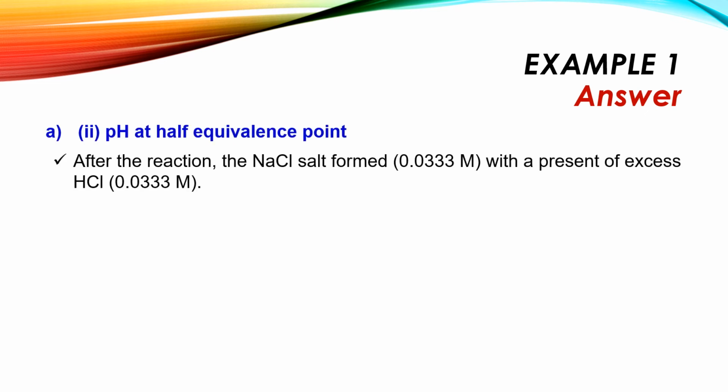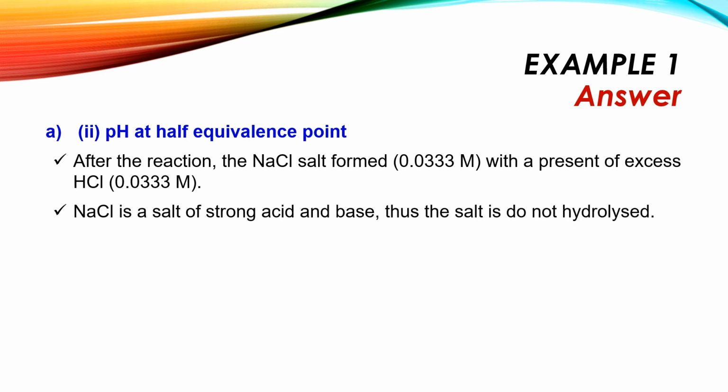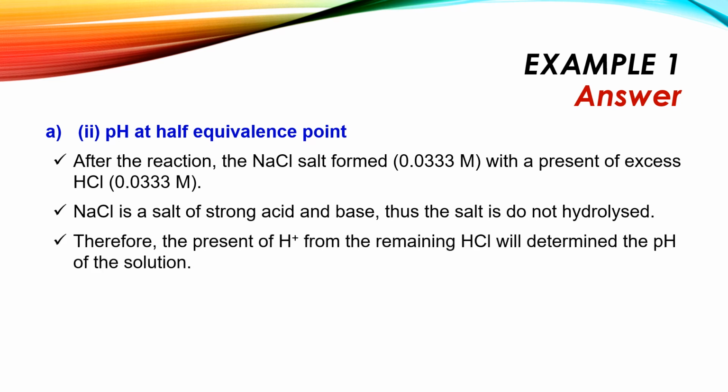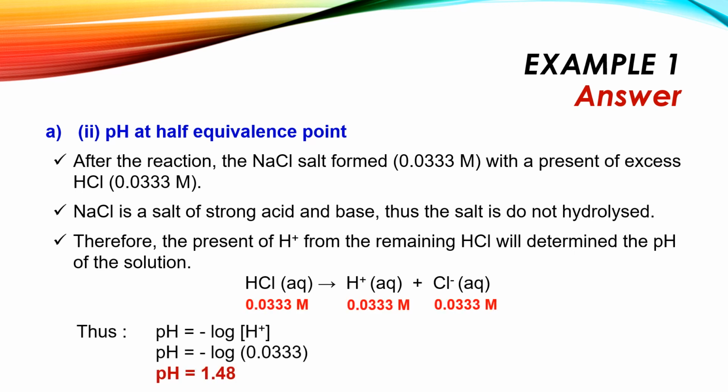After the reaction, the sodium chloride salt is formed in the presence of excess hydrochloric acid. The sodium chloride is a salt of a strong acid and base. Thus, the salt does not hydrolyze. Therefore, the H+ from the remaining hydrochloric acid will determine the pH of the solution. By calculating the pH using the formula pH equals negative log of H+ concentration, we obtain the pH value of 1.48.